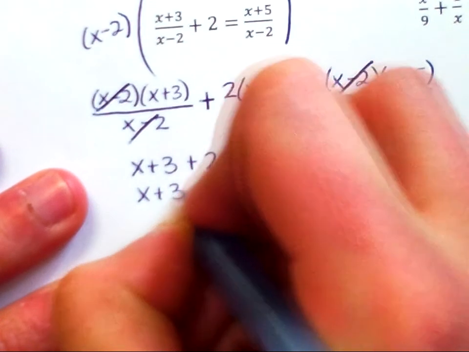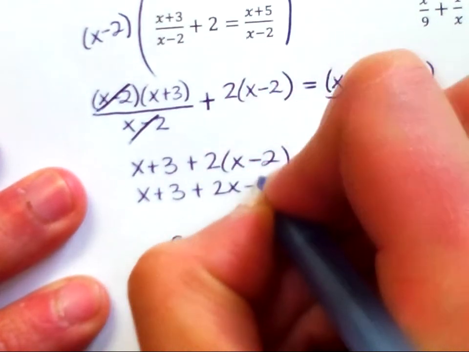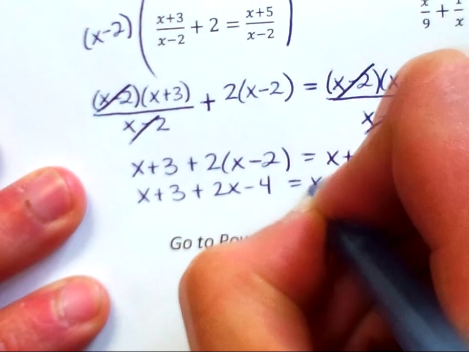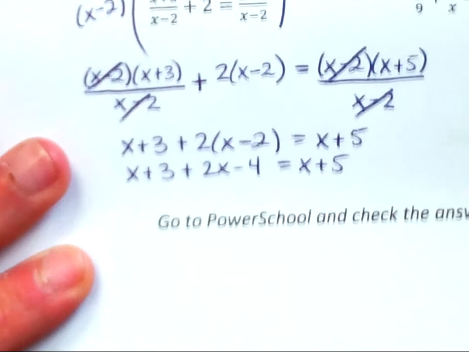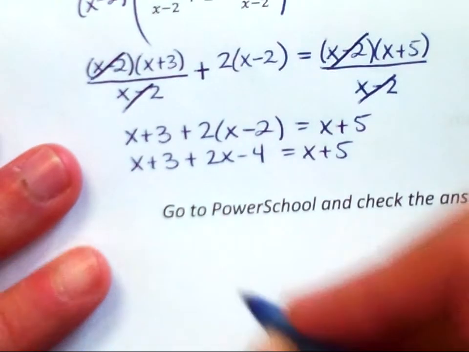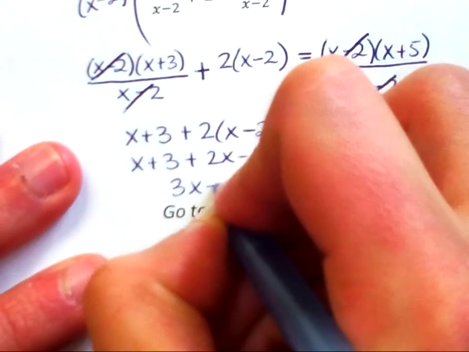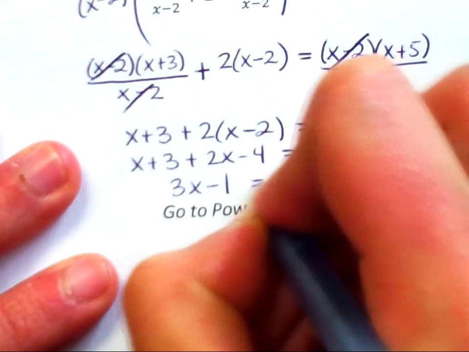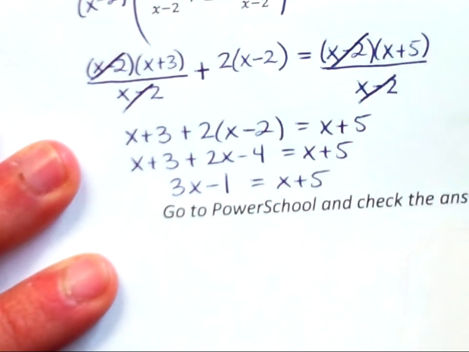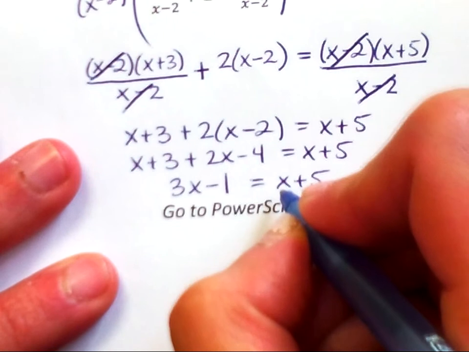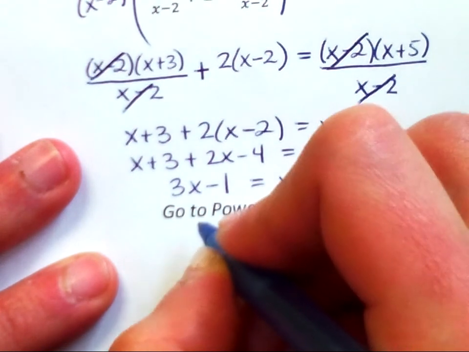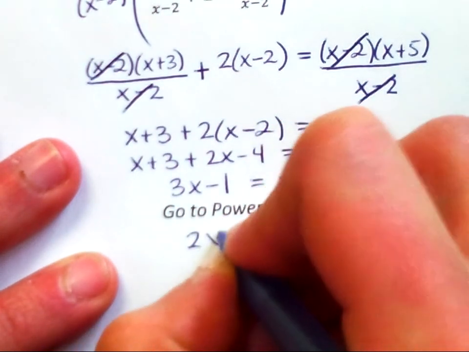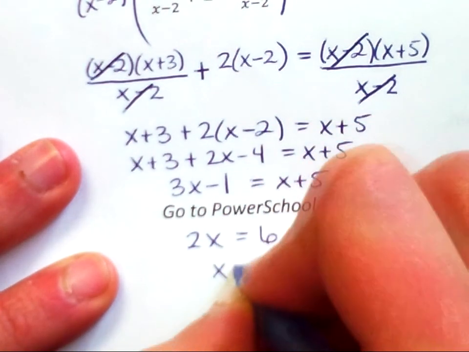If we distribute the 2, then we have 2x minus 4. Combine the like terms, 3x minus 1 equals x plus 5. And then I can bring this over and subtract it, and I'm going to get 2x equals 6, so x equals 3.